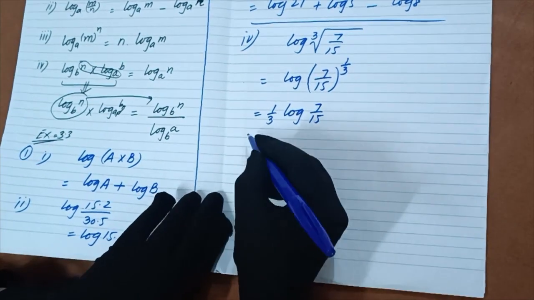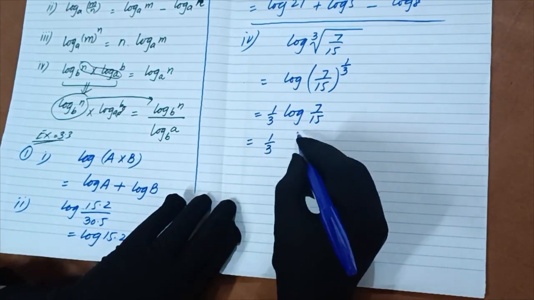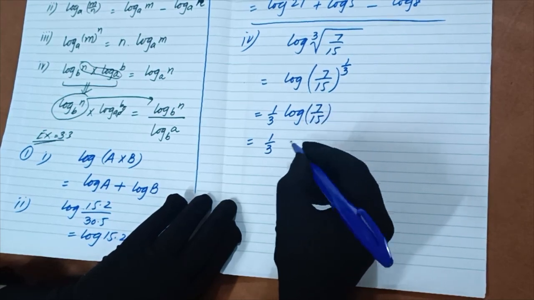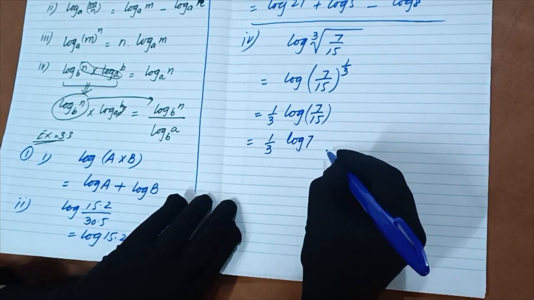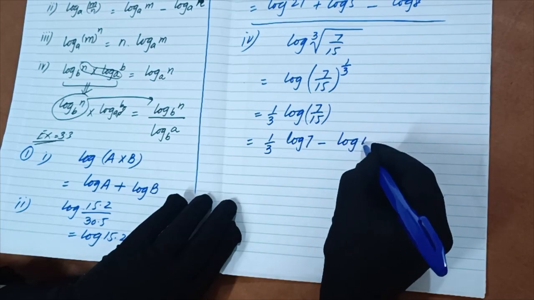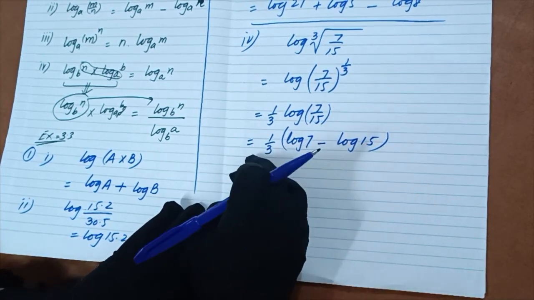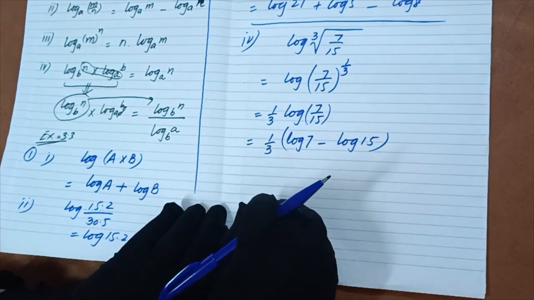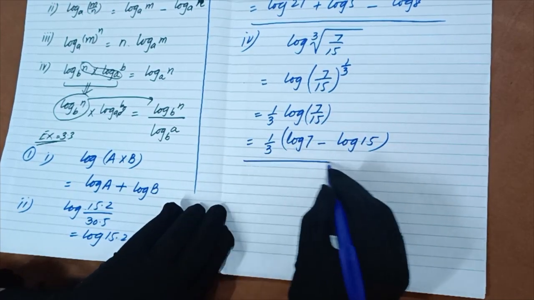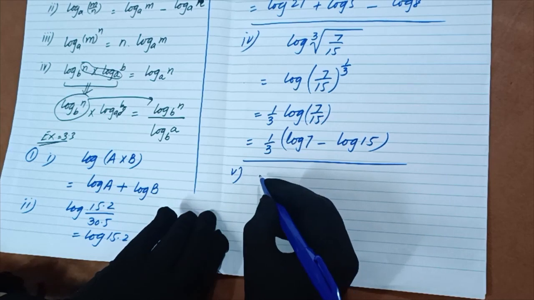After putting the power in the start, now apply the log on the ratio. Log of numerator minus log of denominator, and put a bracket around it because the power 1 by 3 was on both numbers.